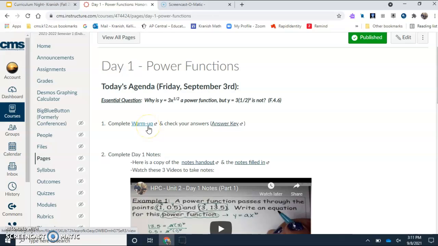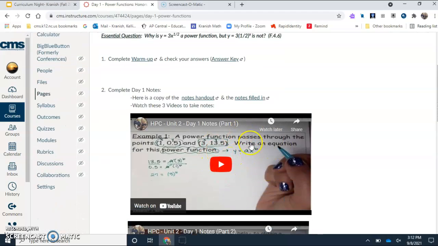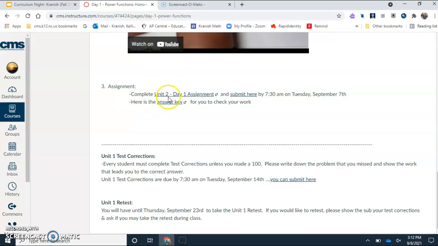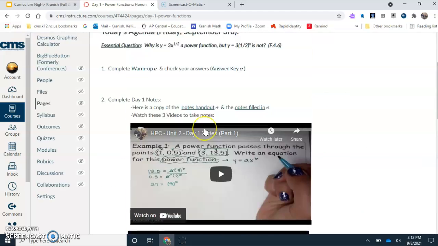They have a warm up, and I always post the answer key since I'm not there right now, so they can look at that. They have notes to complete here. They have the notes handout, the notes filled in, and then these are the videos I was talking about with me working through the notes. They have the assignment, where they're going to submit it. They have to turn it in by the next day at 7:30 a.m. through Canvas, and I do grade those every day. And then they have the answer key to check their work.